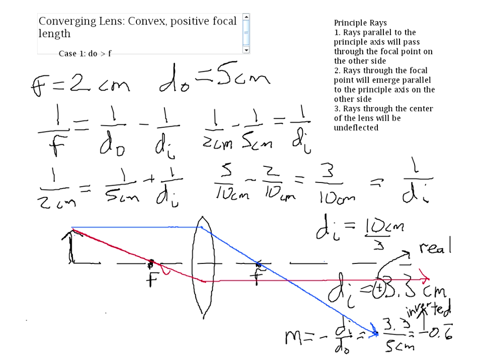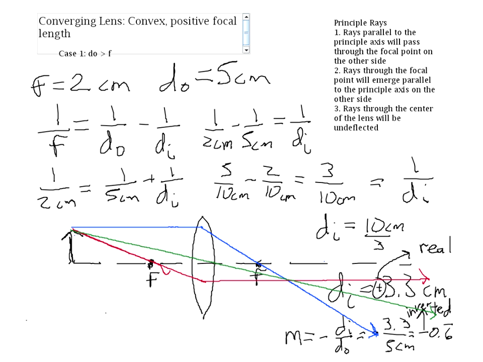Then, finally, principal ray number 3. Principal ray number 3 will pass through the center of the lens, and it will not be deflected. So put one part of your straight edge at the top of your object, put the other part right at the very center of the lens, and that passes through the lens undeflected.